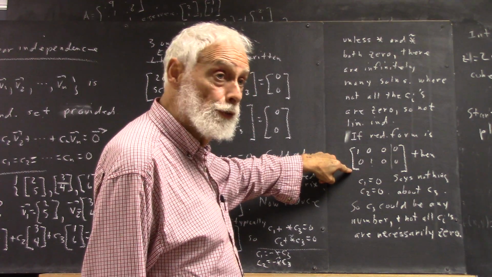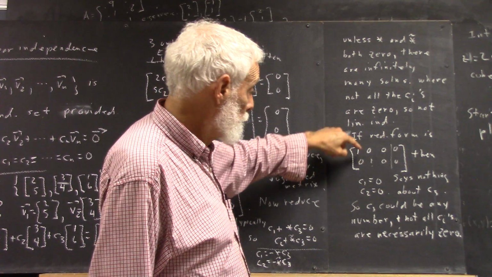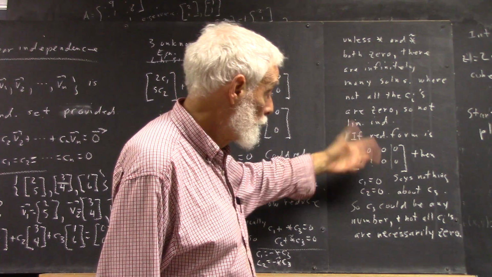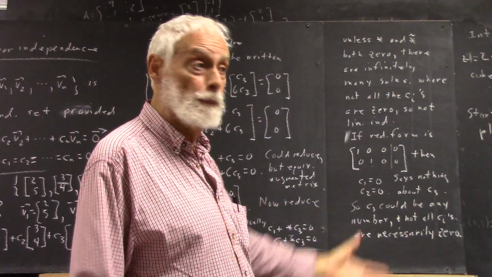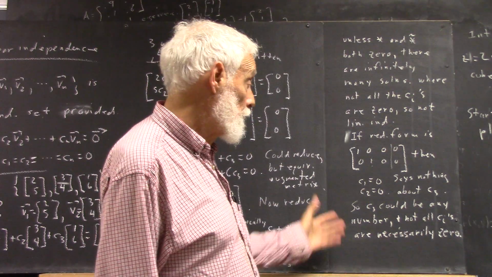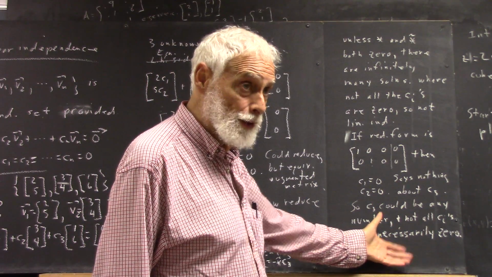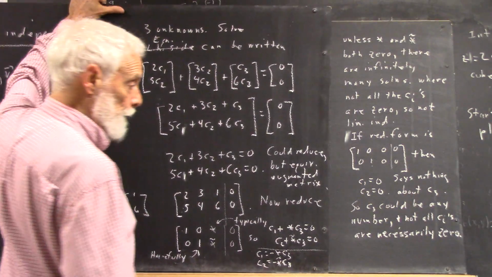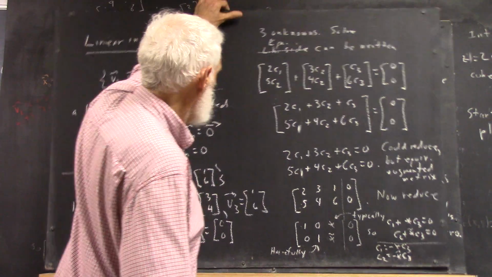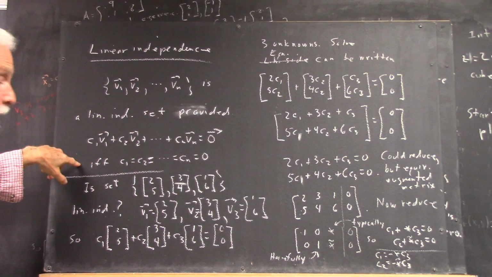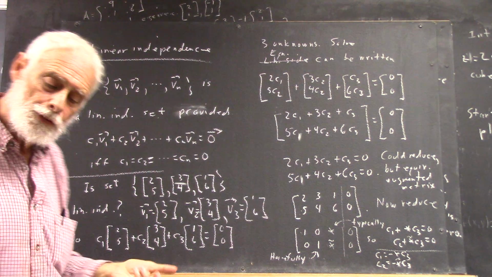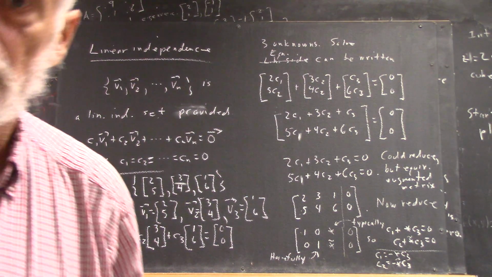Now, if we reduce to this form, then we can conclude that C1 is 0, C2 is 0. But we can't conclude anything about C3, so it can still be anything. So not all of them are 0. Not necessarily, they could be, but this says they have to be. So again, we contradicted the condition for linear independence. Okay, that's a very important idea, the idea of linear independence.